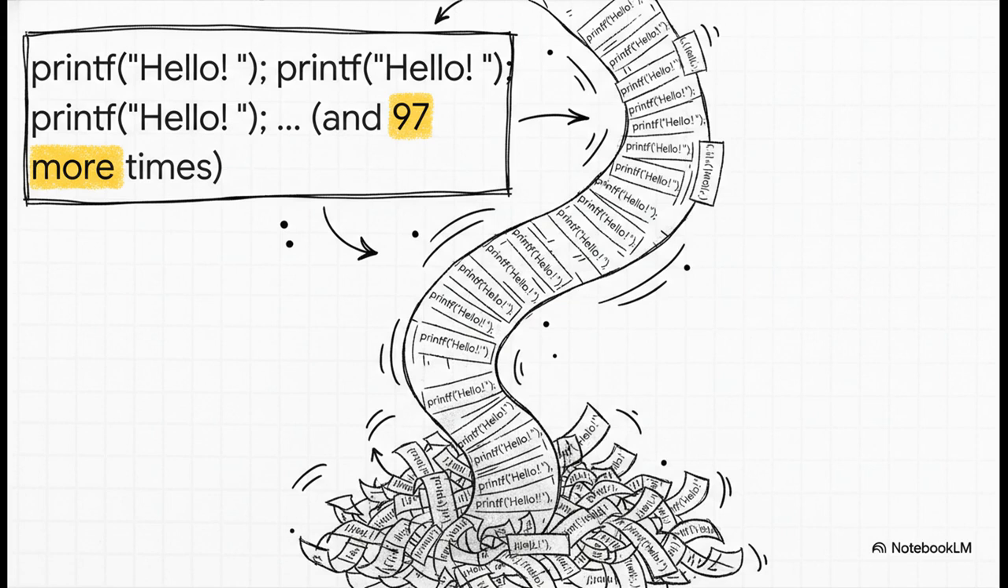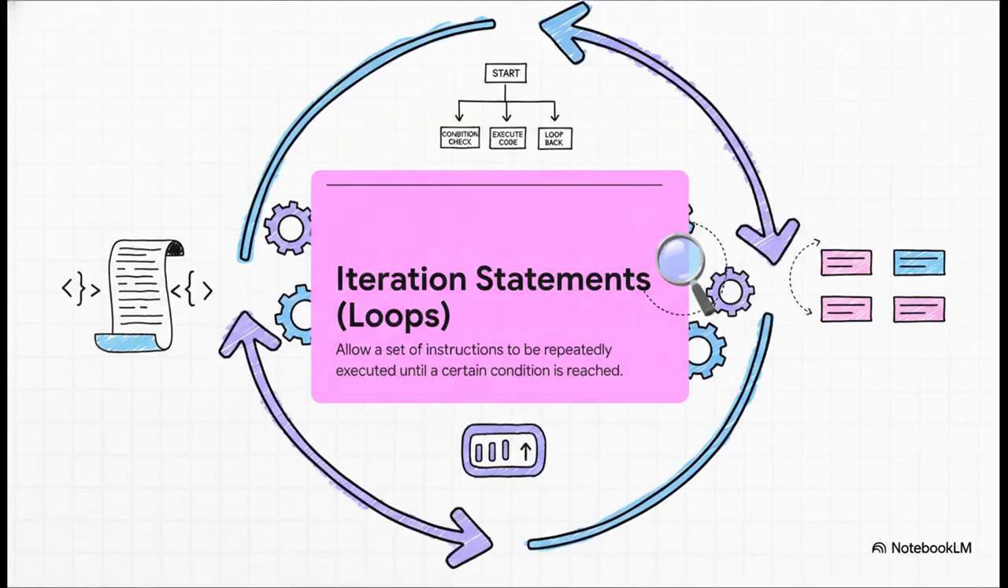It's a huge, inefficient wall of code. And what if you needed to change that message later or do it 1,000 times? Yeah, no, that's just not going to work. Thankfully, C gives us a much, much smarter way. And that smarter way is through what are officially called iteration statements, but what we all just call loops.